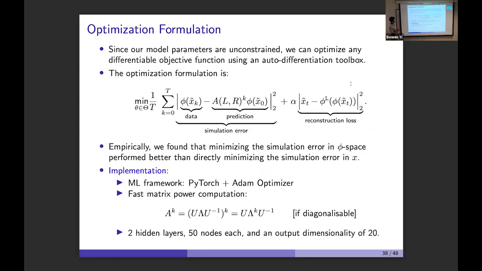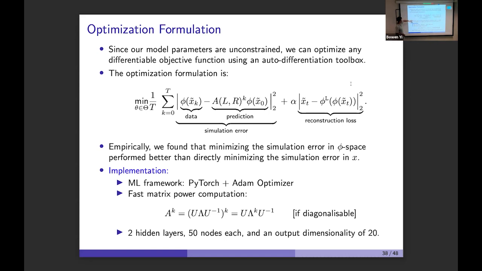So now we formulate the system ID problem into an optimization. Since our model parameters are constrained, we can optimize any differentiable objective function using an auto-differentiation toolbox. Our optimization problem contains the simulation error and the reconstruction error. The simulation error means the information we obtain from the data and the prediction using our model should be as close as possible. And the reconstruction loss is used to bring the system back from the linear space to the nonlinear space to get the left inverse by L. Empirically, we found that minimizing simulation error in the high-dimensional phi space performed better than directly minimizing the simulation error in the state space. So the simulation error is computed in the high-dimensional nonlinear space. We do this because of some empirical results.